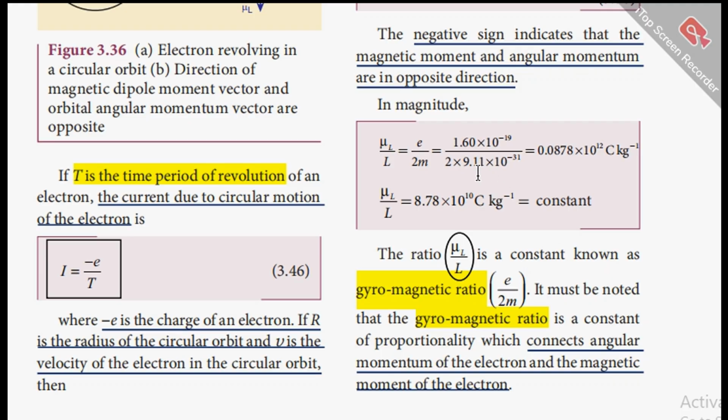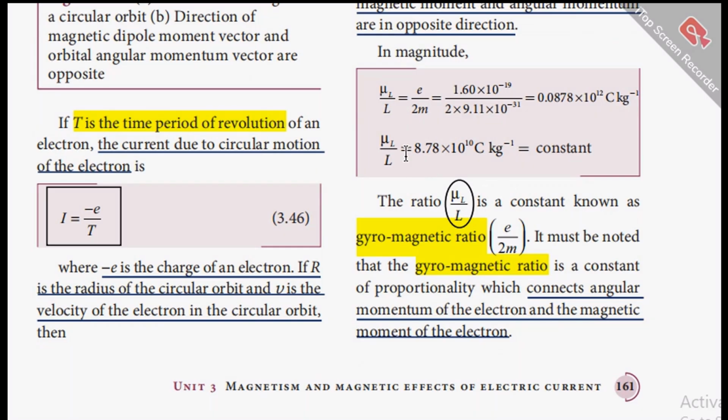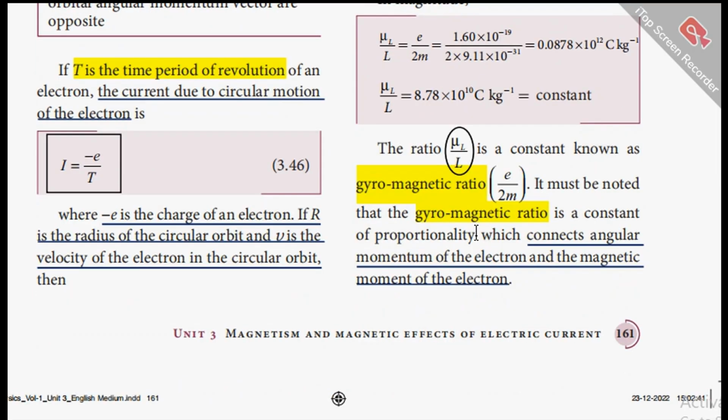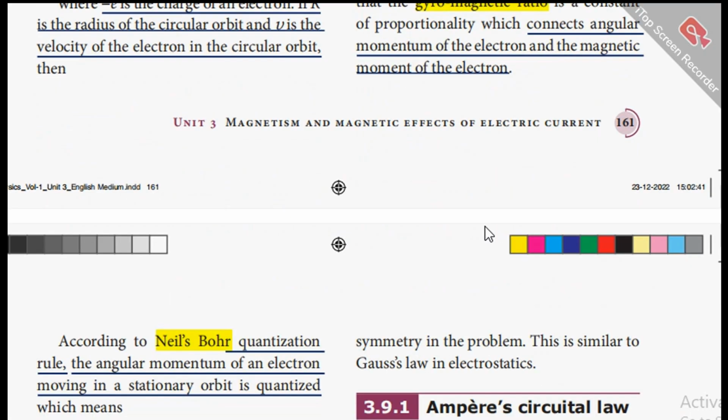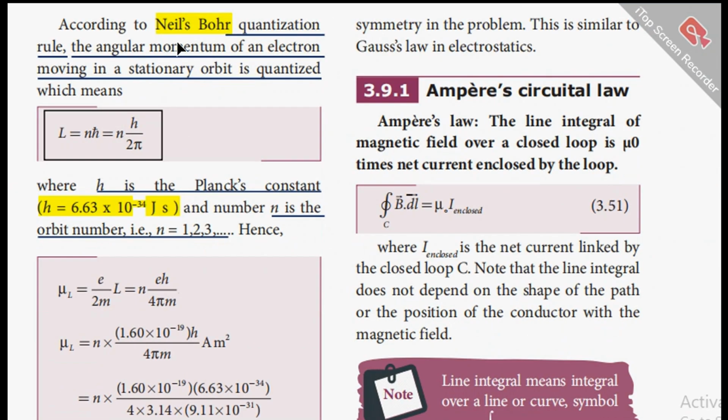Substituting the values of e and m, we get the value for mu L by L. This mu L by L is a constant called the gyromagnetic ratio, e by 2m. It must be noted that the gyromagnetic ratio is a constant of proportionality that connects the angular momentum of the electron and the magnetic moment of the electron. According to Bohr's quantization rule, the angular momentum of an electron moving in a stationary orbit is quantized, which means L equal to n h by 2 pi.